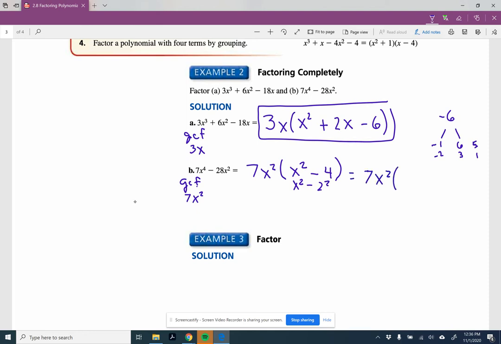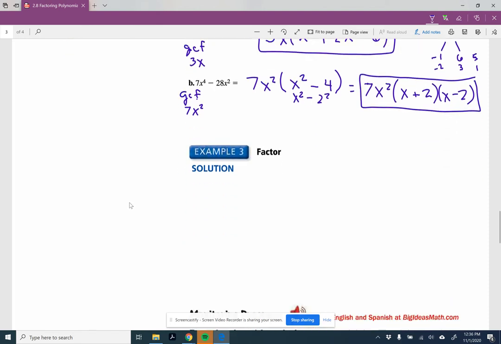So we can factor that as x plus 2 times x minus 2, and then we have it completely factored. Okay, example 3. Once you have these down to first degree binomials, they're not going to go any further. So those 2 factors won't break down any further. Okay, so example 3. I'm going to throw in another example that's not in big ideas.